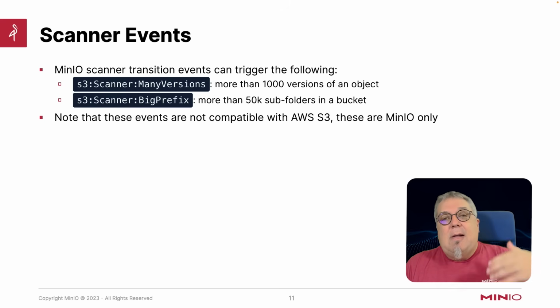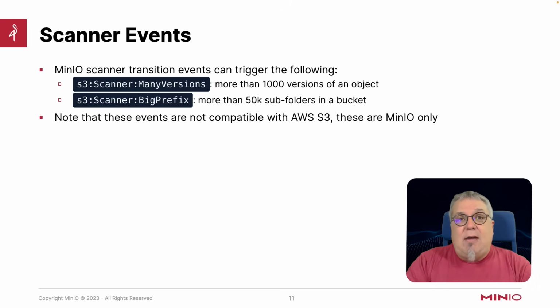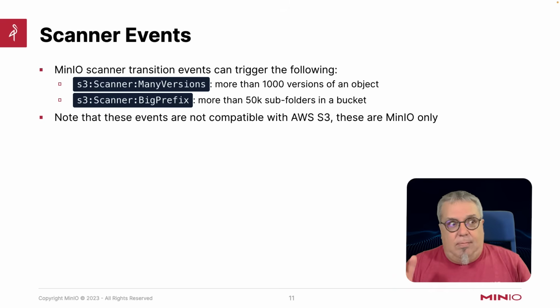And these scanner events, as the scanner goes through and sees these things, will be triggered. So if I have an object that has 1,000 versions, it's not going to trigger the minute that 1,000th version is created. It's going to trigger when the scanner runs through and says, oh, wait, this has more than 1,000 versions, I need to throw an event out there. The other part of that is that if I have more than 1,000 versions, I will keep getting that many versions trigger every single time the scanner comes through and sees that there's more than 1,000 versions of an object. Same with the big prefix. Okay? So just keep that in mind.